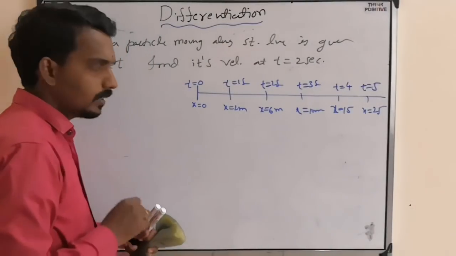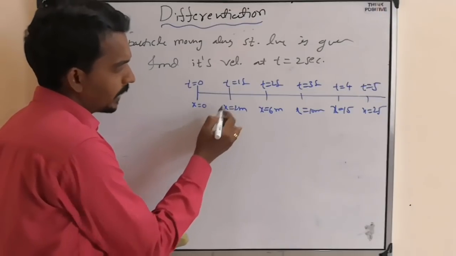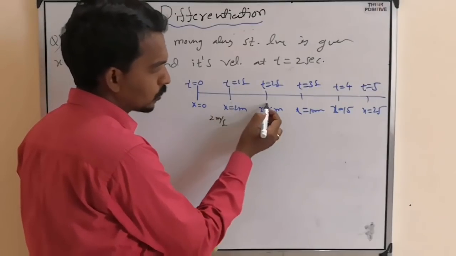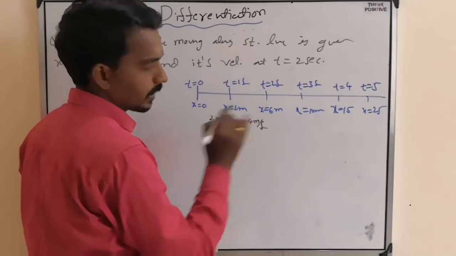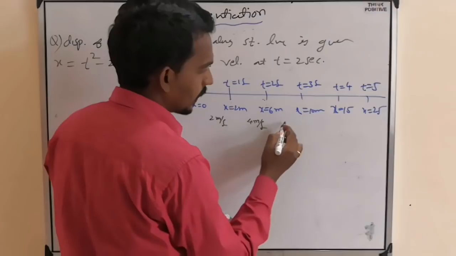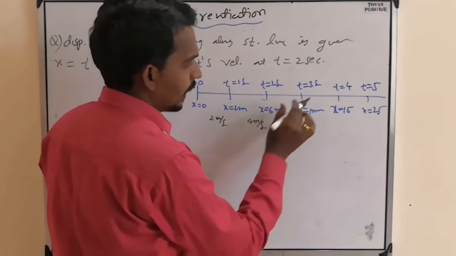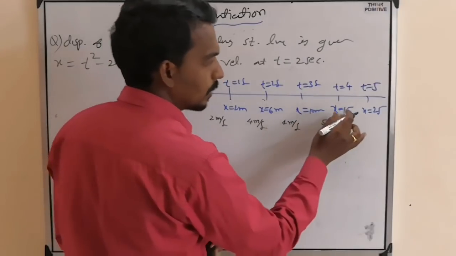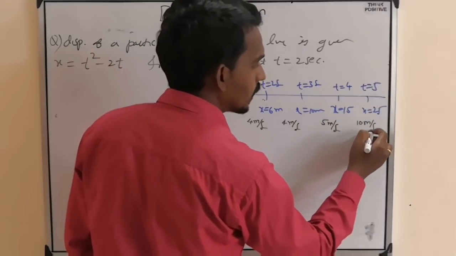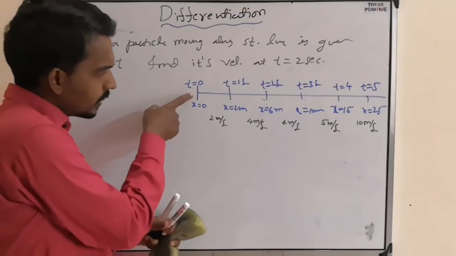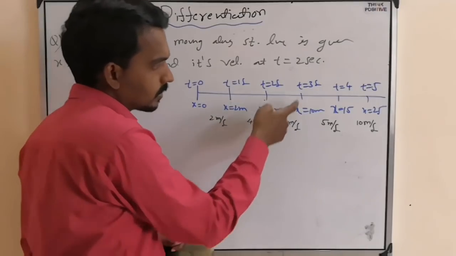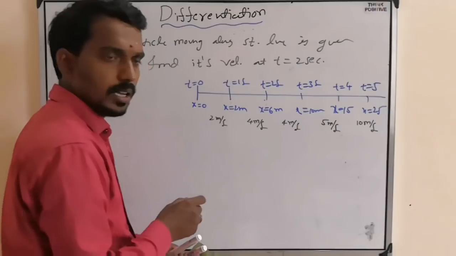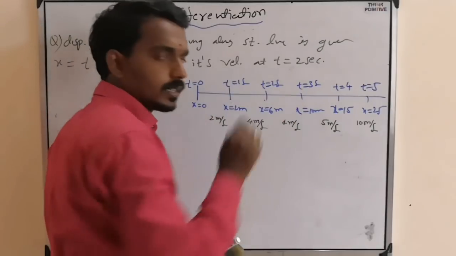Now at this instant it is covering 2 meter in 1 second. At this instant it is covering 2 to 6, that means 4 meter in 1 second. At this instant it is covering again 4 meter in 1 second. At this instant it is covering 10 to 15, that means 5 meter in 1 second. From here to here it is covering 10 meter in 1 second. So at this instant this, at this instant this, and so on. So this is called the speed at that particular instant.